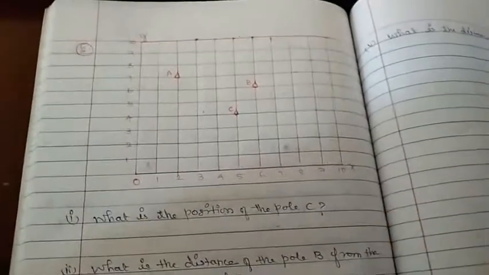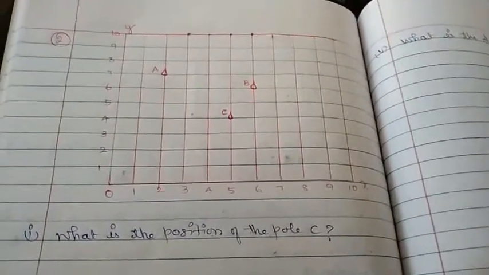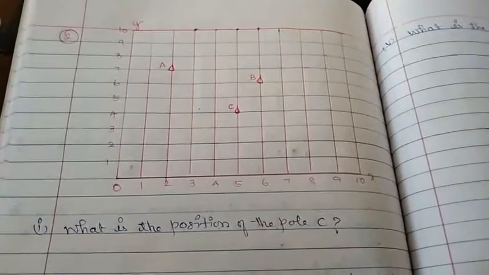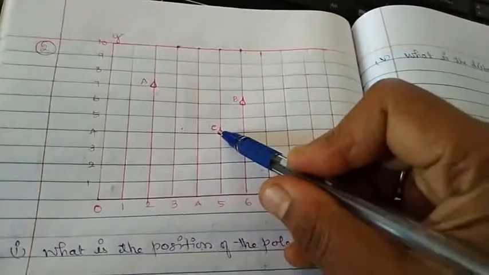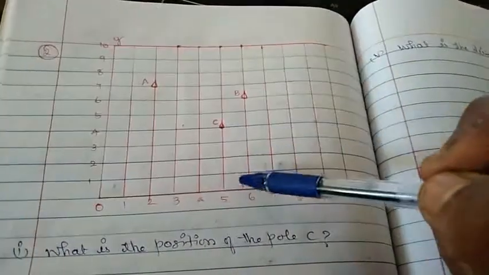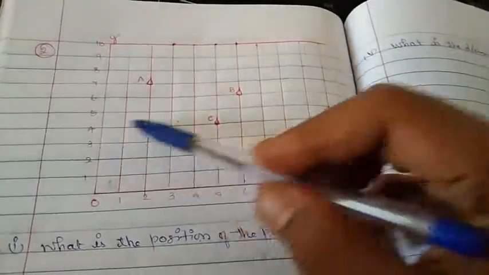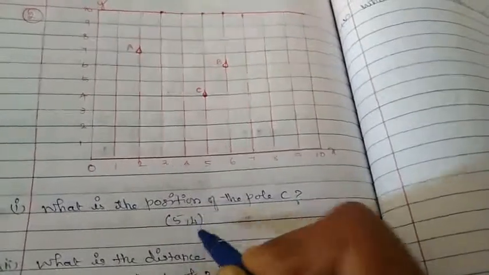Hope this type of question, that is questions based on coordinate geometry, you will feel easier. The first question we have discussed is from quadratic equations. Now it is from coordinate geometry. They have represented it beautifully. First question is, what is the position of the pole C? The position of the pole C we can easily recognize. This is the x-axis, this is the y-axis. The position of C is (5, 4). So the answer for the first question is (5, 4).